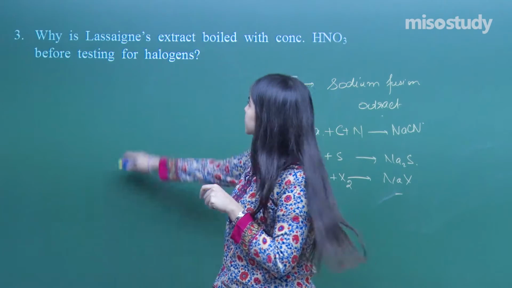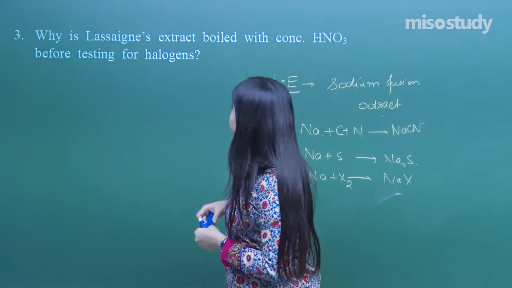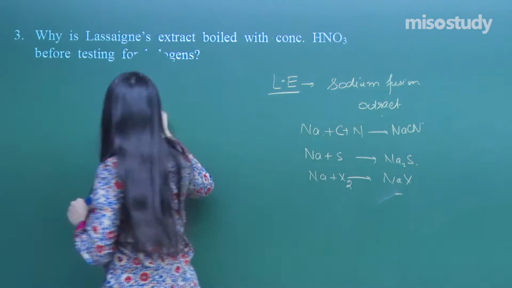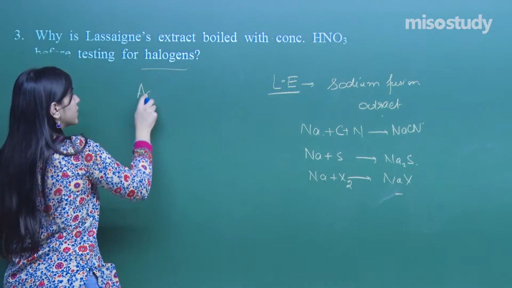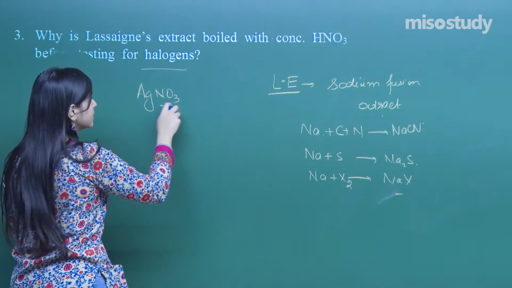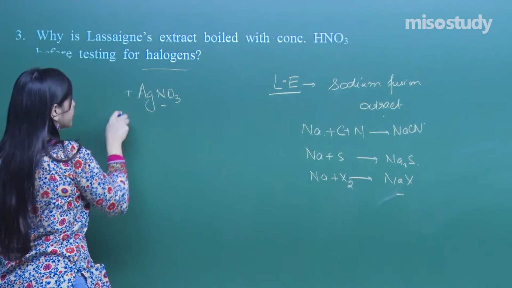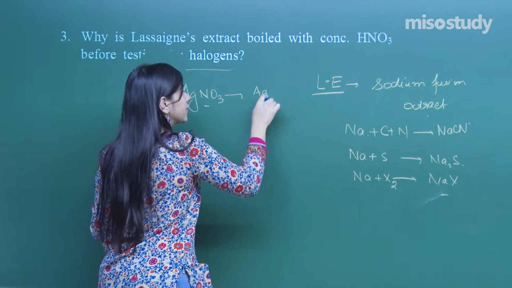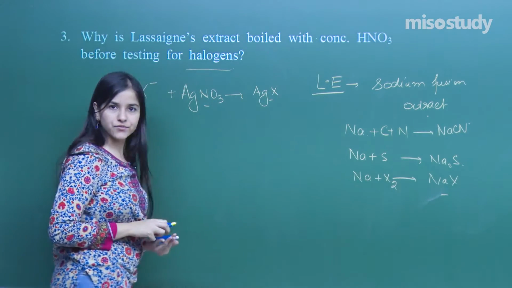Now what they are asking is, why is Lassaigne's extract boiled with concentrated nitric acid before testing for the halogens? So first of all, you should know what the test for halogens is. For testing of halogens, we need silver nitrate, AgNO3, to be added, and if there is some halogen present, let's say X negative, it will get converted into AgX. That is the particular reaction we want.